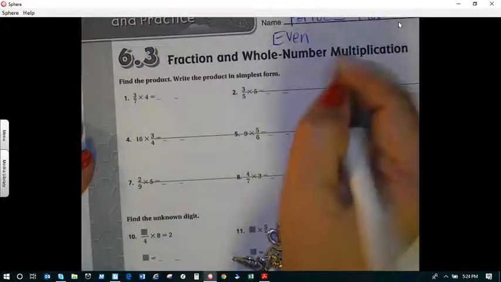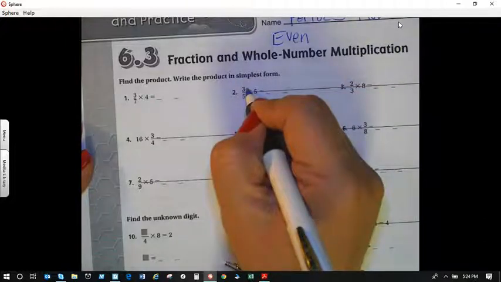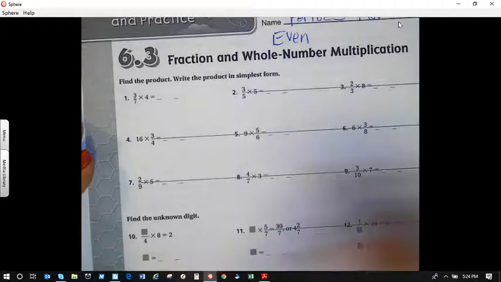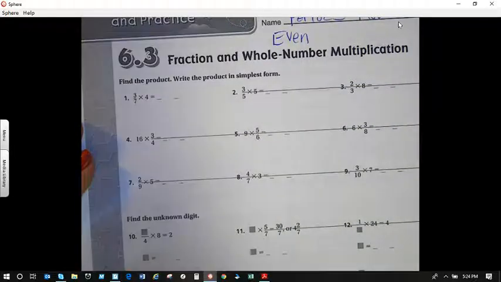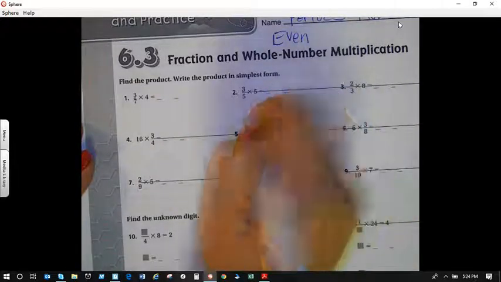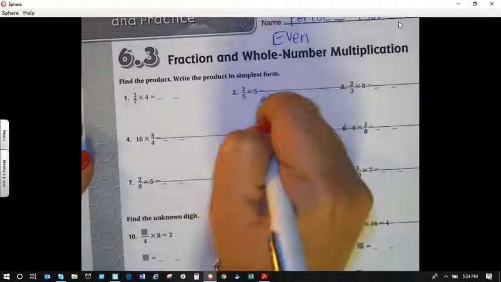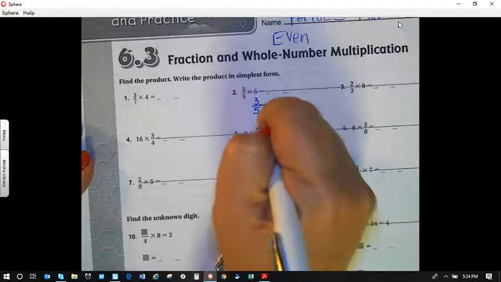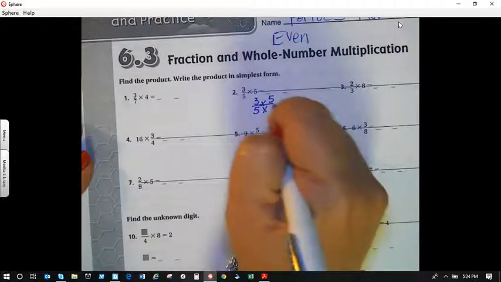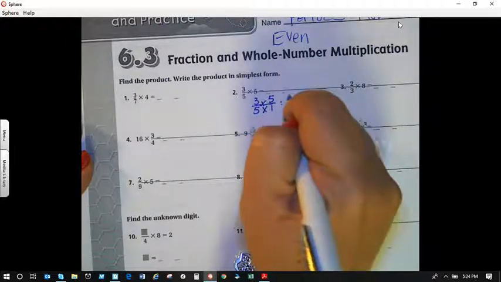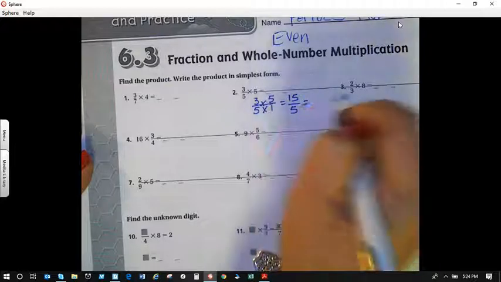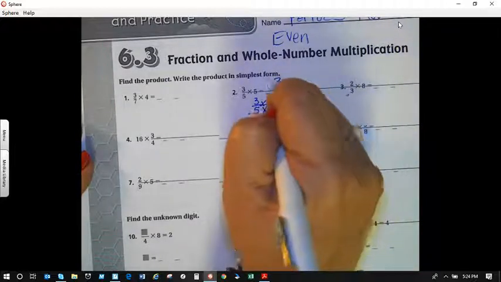So here we had 3/5 times 5, and this has the line through it. Sorry about that, that's the way it came out on the printer. Here I'm going to have 3/5 times 5/1, and I'm going to put times here because some of you were getting confused. That is 15/5. 5 goes into 15 3 times, and so my answer is 3.